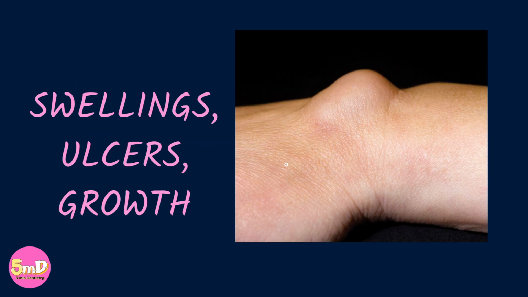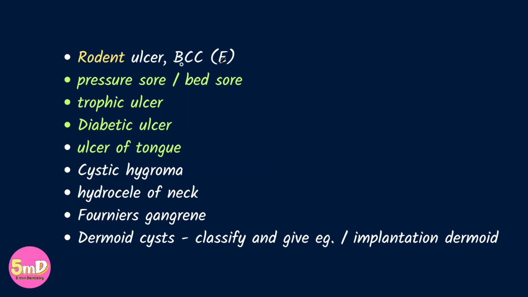The next chapter, swellings, ulcers and growth. In this chapter, you have questions related to ulcers like rodent ulcer. It is also dealt with in the chapter of neoplasm. So it's a carcinoma, basically basal cell carcinoma. It is asked as an essay.